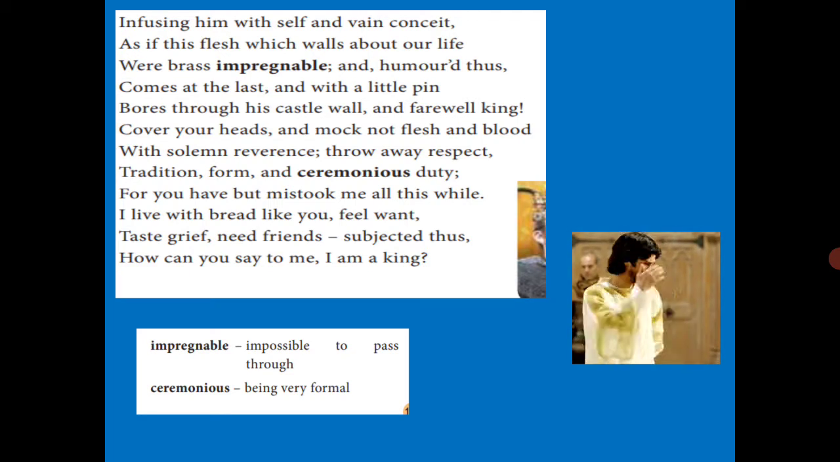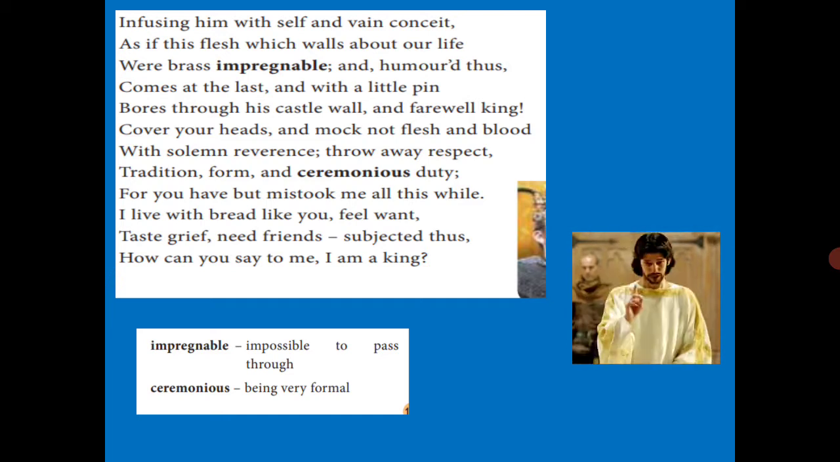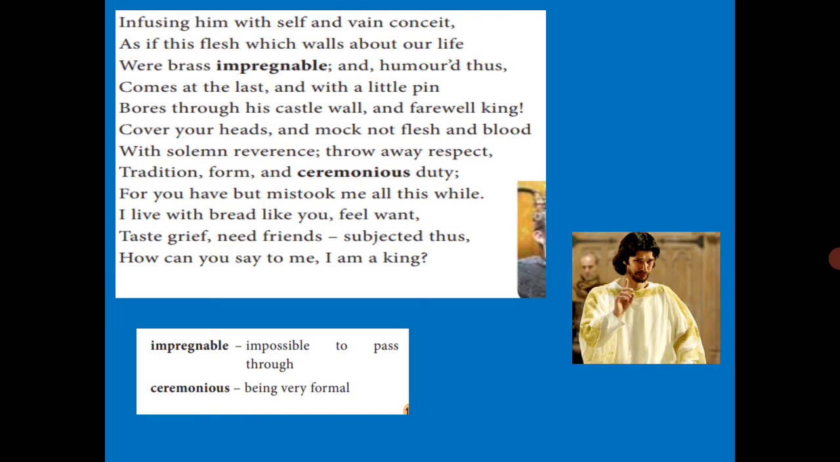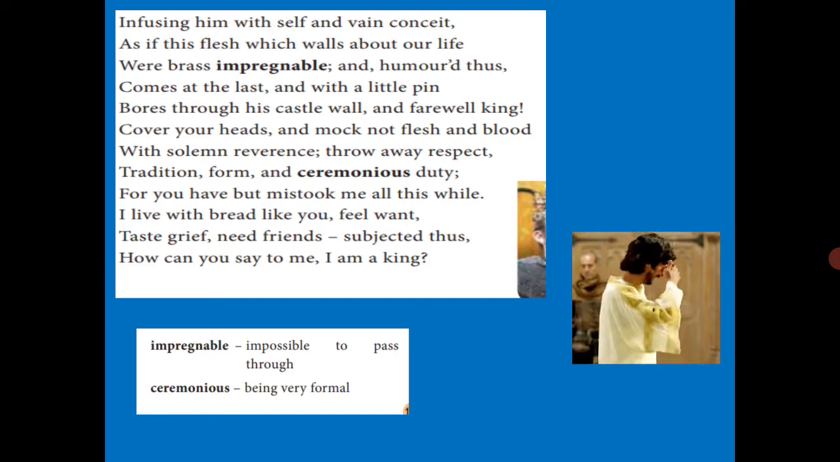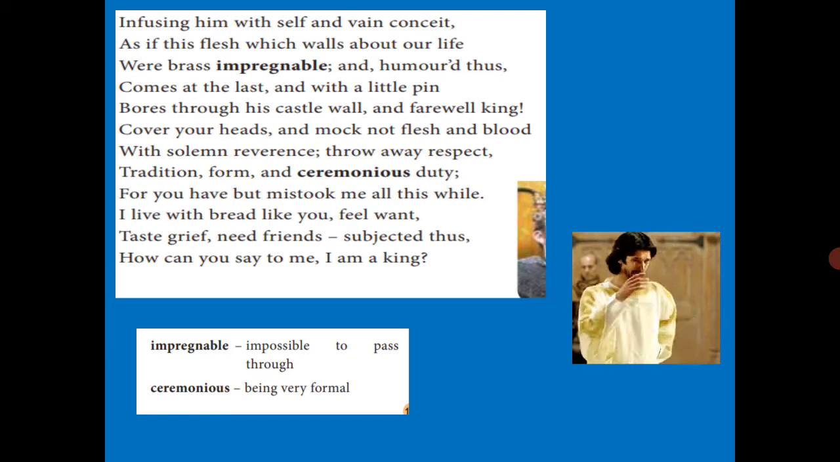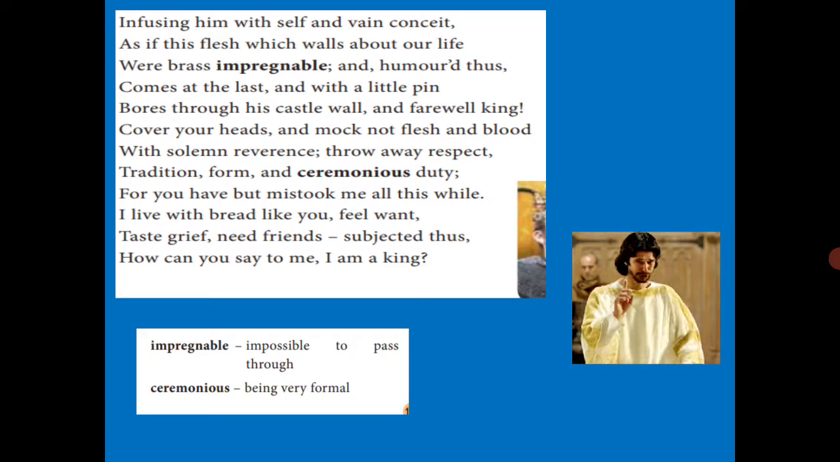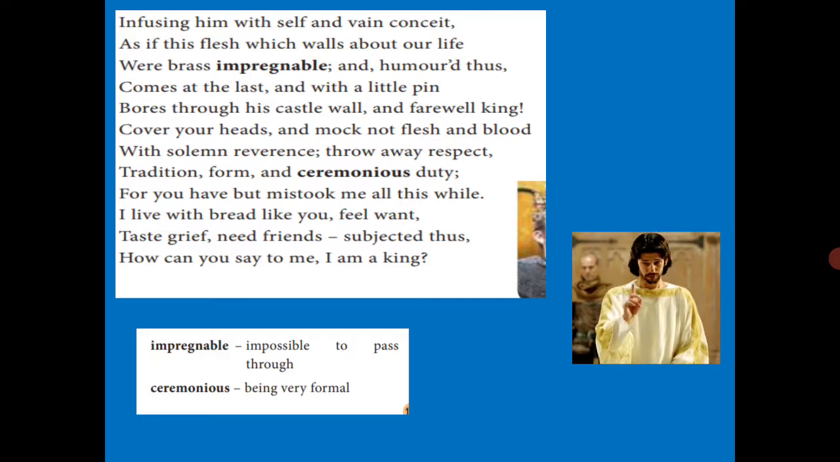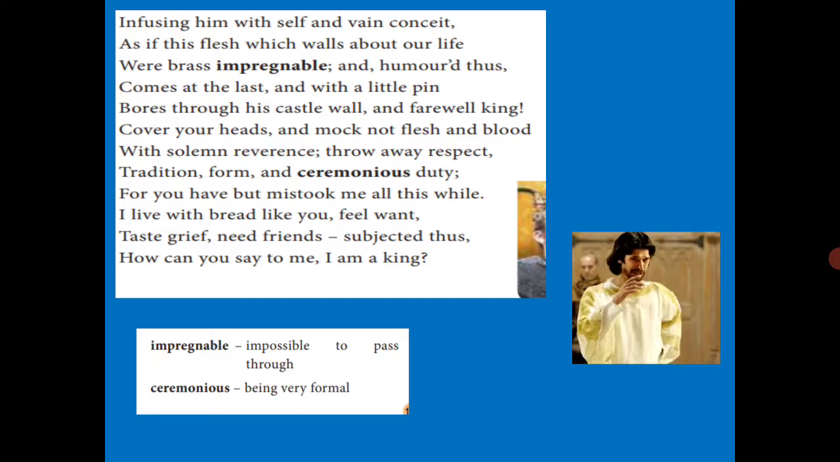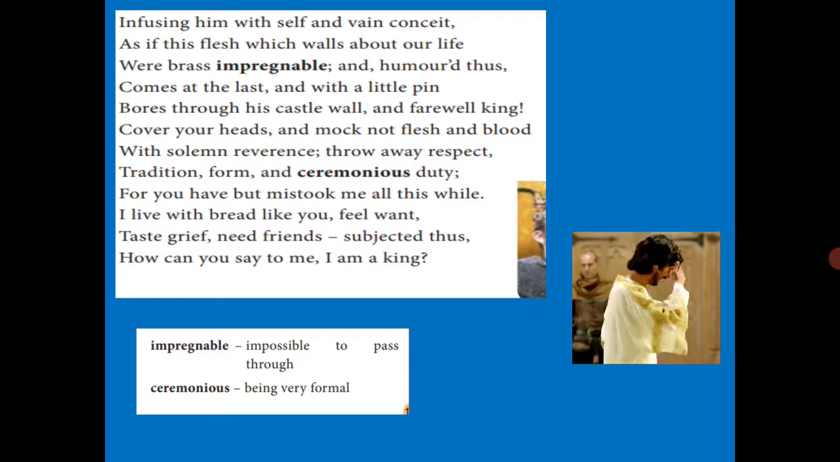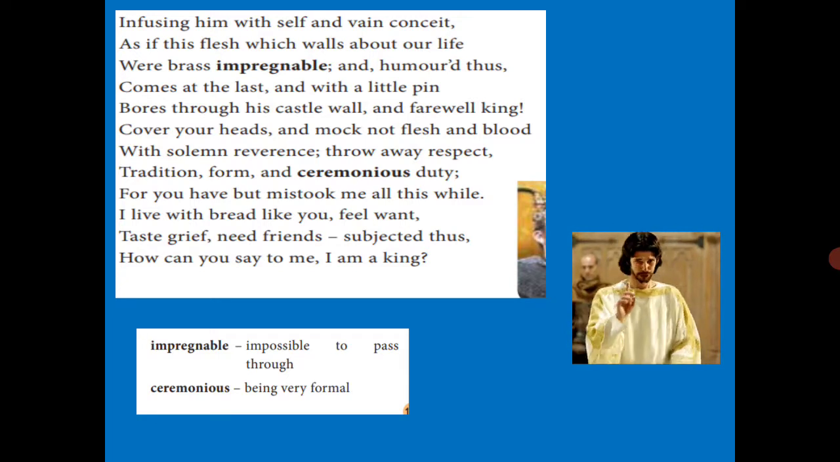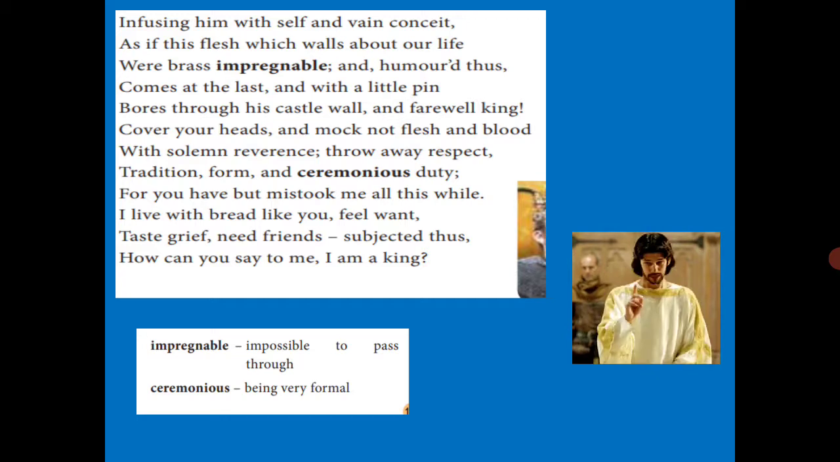You might be thinking that the king might be sitting in a palace, guarded by soldiers, protected with so many things. But death comes like a little pin, bores through his castle wall, kills him, and says farewell. So, a king is not exempted from death. Just because he is a king, he cannot escape death. Though you might be thinking that your flesh is a wall and that with a lot of protection you are covered, death comes like a small pin, passes through the castle wall and says farewell to the king. That means the king also should die.